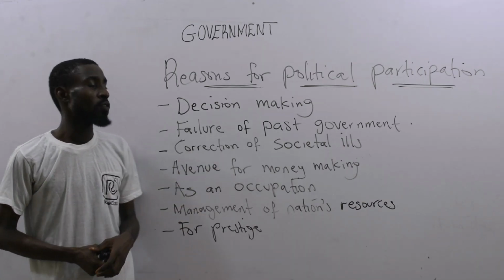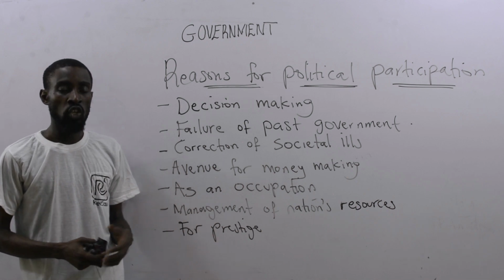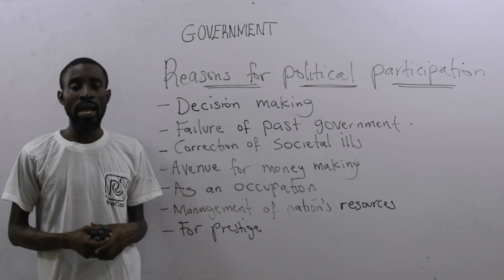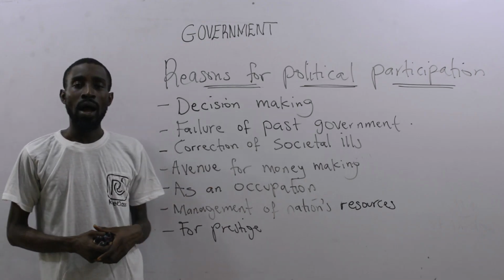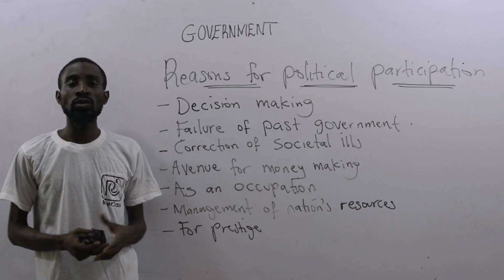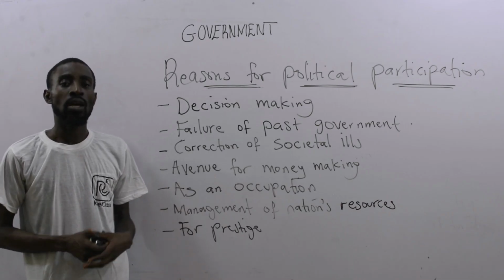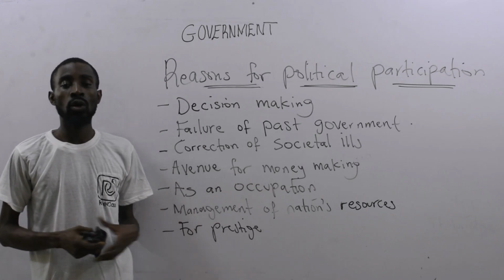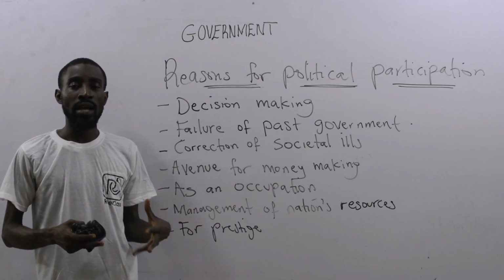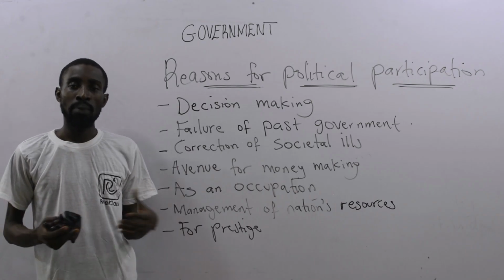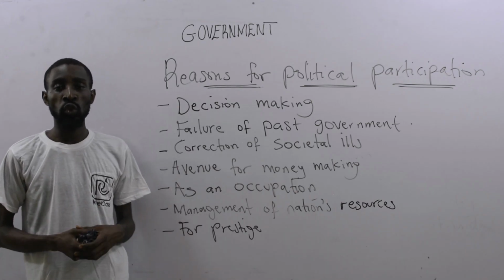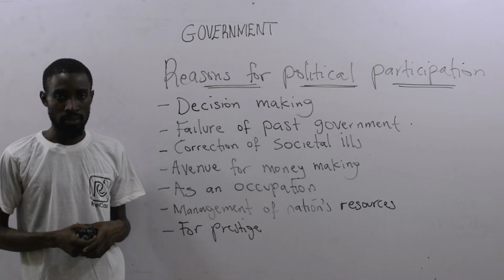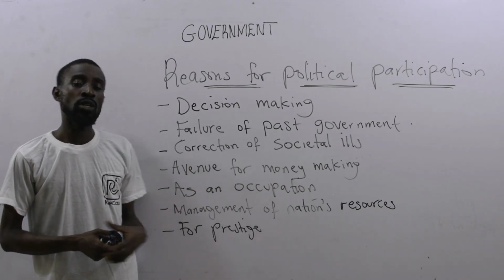Then we talk about correction of societal ills. You may want to take part in politics, you may want to contest, you may want to win an election to actually correct all of those ills and maladministrations that have taken place in the previous administration. That is why in the course of campaigns, you see candidates coming out to tell you the past administration or the current administration is not doing well, vote for me and I'll correct whatever things that need to be corrected.